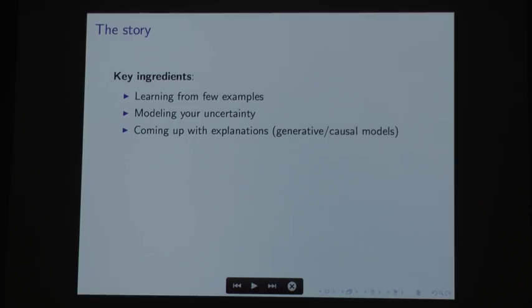When you're learning from very few examples, inherent in the problem is often going to be ambiguity, right? One example may be enough, if it's a rich enough example, or it may not be. And then you've got to know when it is and when it isn't. So you've got to manage your uncertainty.